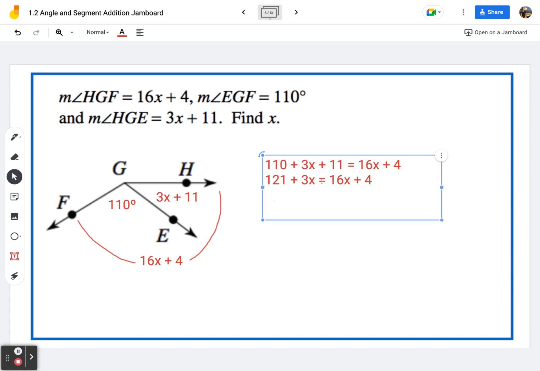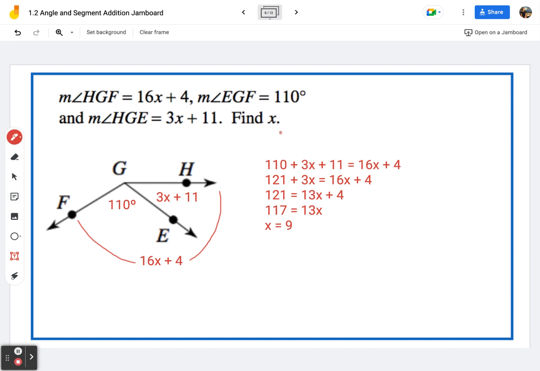And now you see I have an x on the left and an x on the right. So let's subtract 3x from both sides of the equation, giving us 13x plus 4 on the right. Let's subtract this 4 to get x by itself. 117 is equal to 13x. And now let's divide both sides by 13, giving us x is equal to 9. It asked me to find x. I always look back at my prompt and make sure I've answered the question that was asked. And that's a little bit about the angle addition postulate.